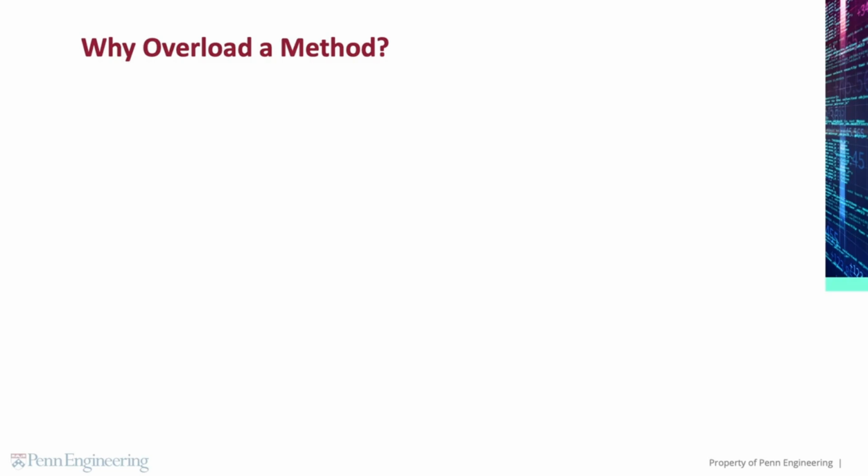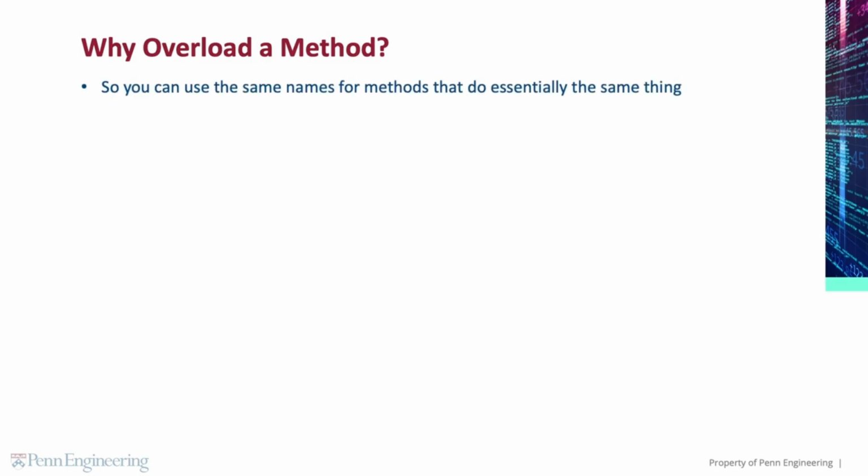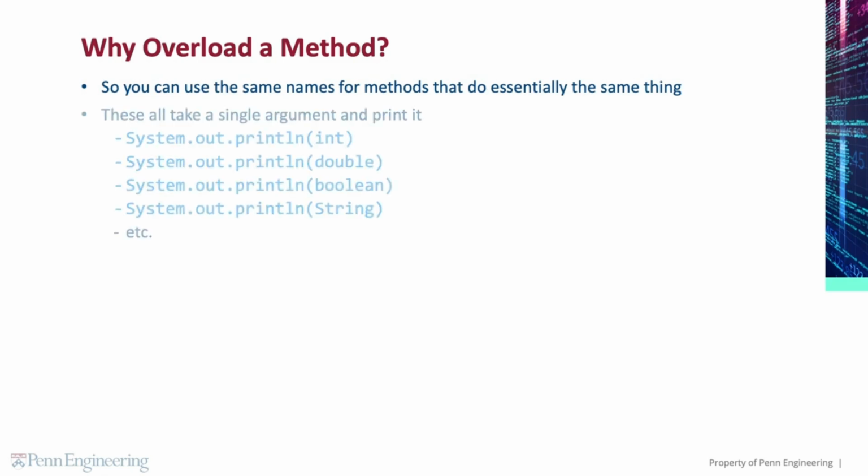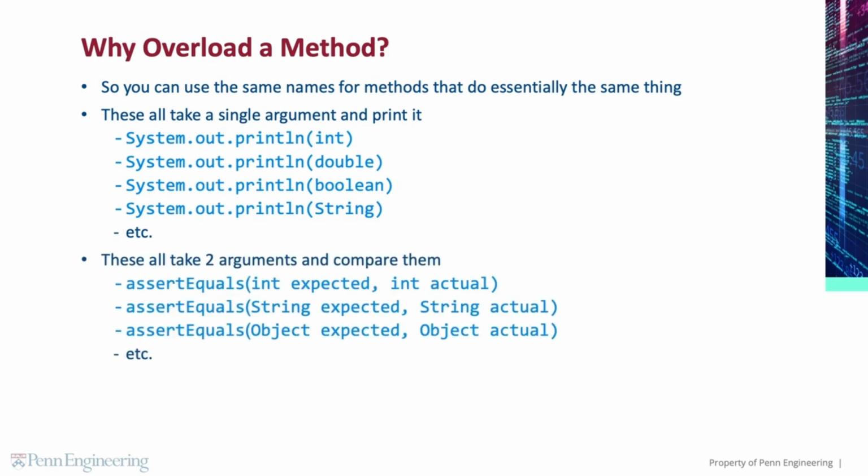Why overload a method? So you can use the same names for methods that do essentially the same thing, but with different inputs. For example, there are multiple versions of the System.out.println method. It's been overloaded. These all take a single argument and print it. As another example, there are multiple versions of the assertEquals method because it's been overloaded. These all take 2 arguments and compare them.